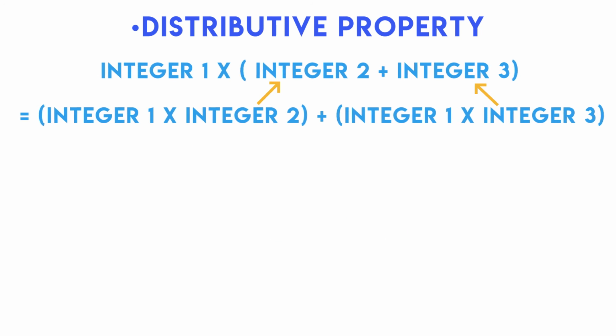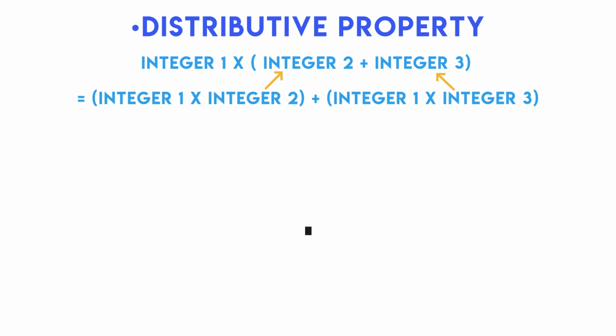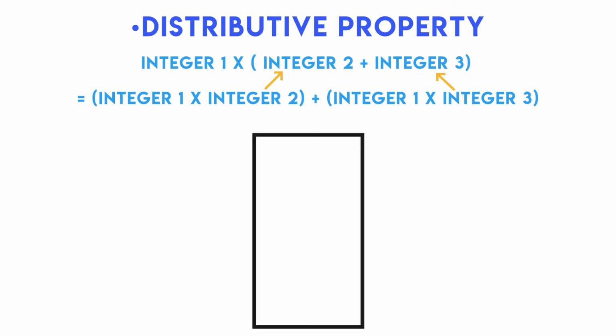The above property can also be understood from area of rectangle. Take a rectangle of length 12 and width 4 meter. Now divide this rectangle into two rectangles, one with length 8 meter and other with length 4 meter, by keeping the width same.